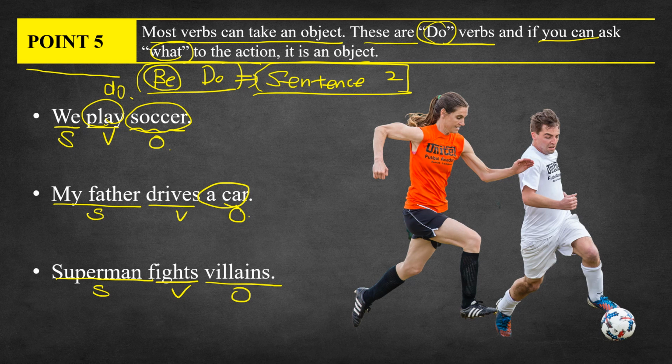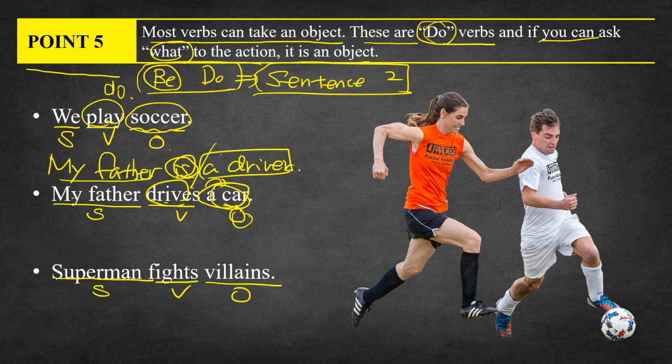Here, look at this sentence. My father is a driver. Okay. My father is. Okay, this is a be verb, and drive, this is a do verb. A do verb does an action. So action rests upon a thing. So this becomes an object. My father drives a car. This is an object. My father is a driver. This a driver is explaining who my father is. So this one is a complement.